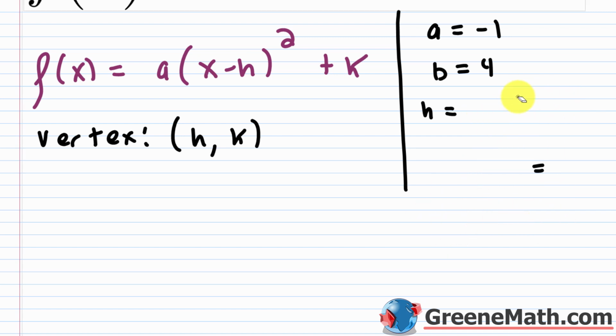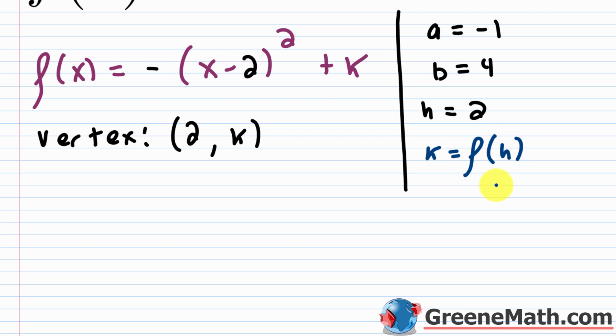Okay, let me get rid of this and put a 2 here. So let me fill some stuff in. So a is negative 1. You could put negative 1 there or just put a negative, whatever you want to do. And then h is 2. So let's just plug that in there. And then also we're going to plug that in there. Now k is equal to f of h. In this case, h is going to be 2. So it's equal to f of 2.